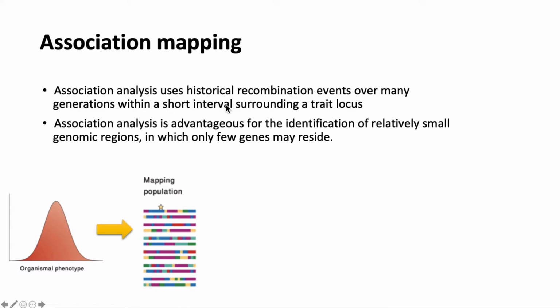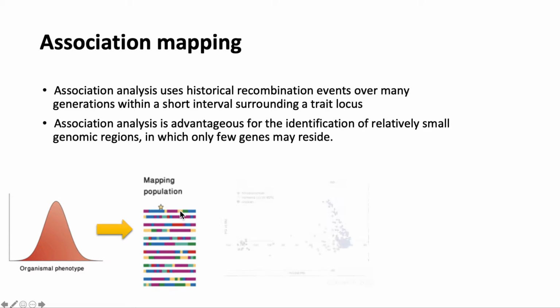The idea with that is that we're going to have in that panel or in that population all the historical recombination events and all the alleles that we have in that population. So the population is going to be more diverse, and as it's more diverse, we're going to have more alleles in that population. And again, as the population is diverse, we're going to have a lot of historical recombination events in that population.